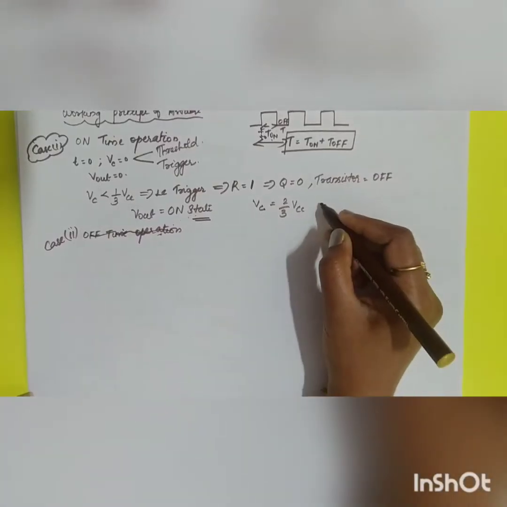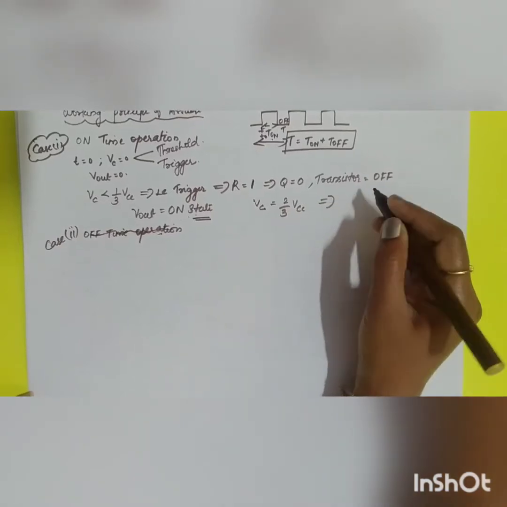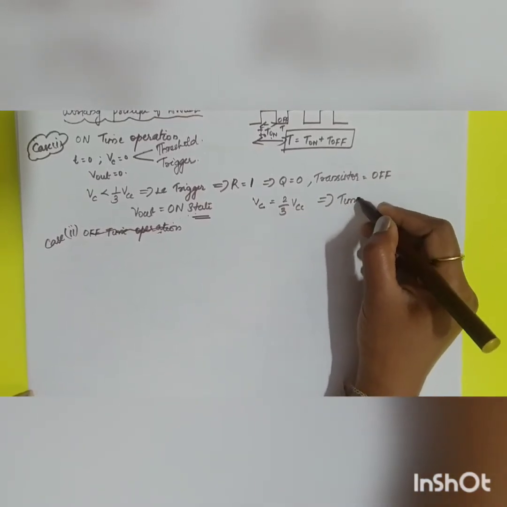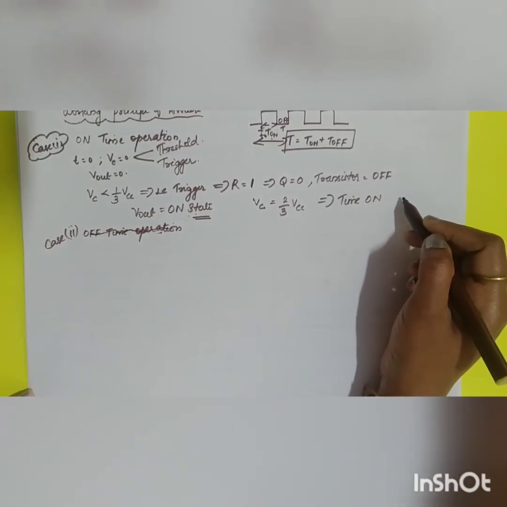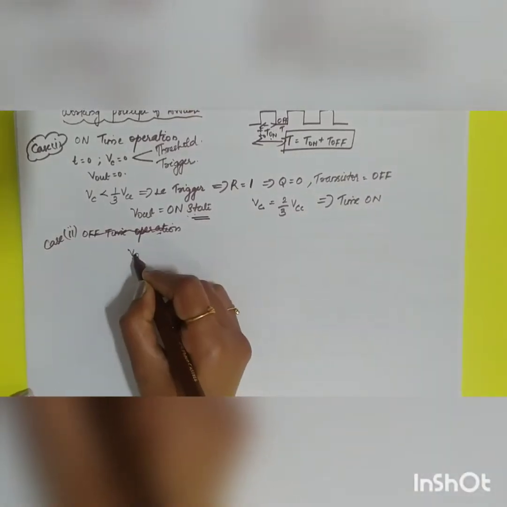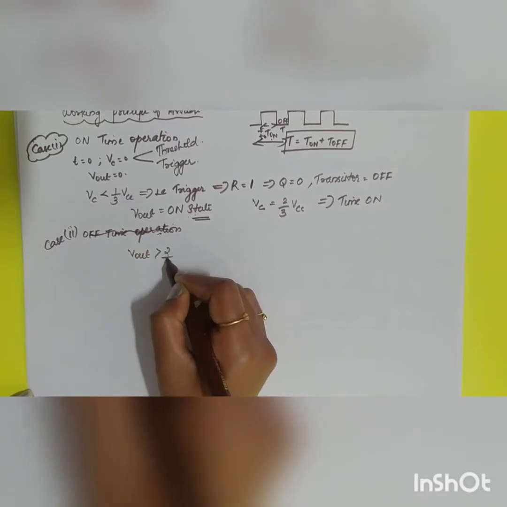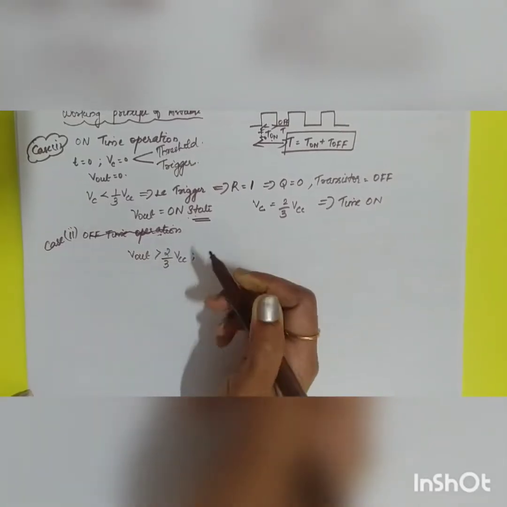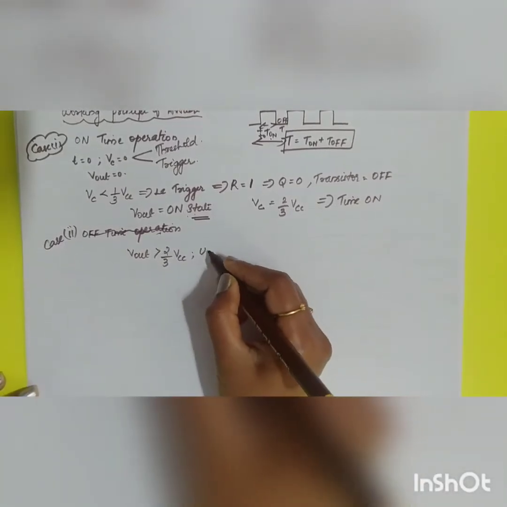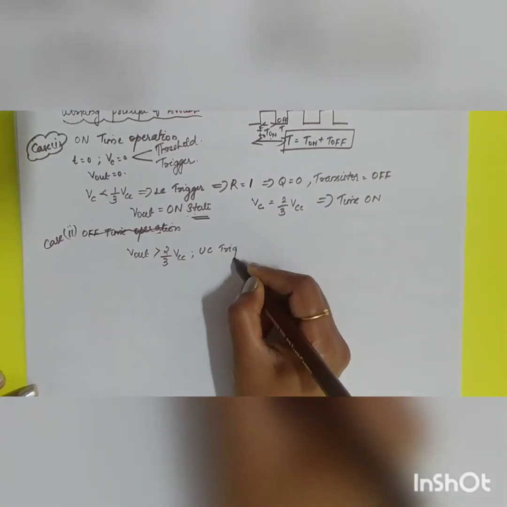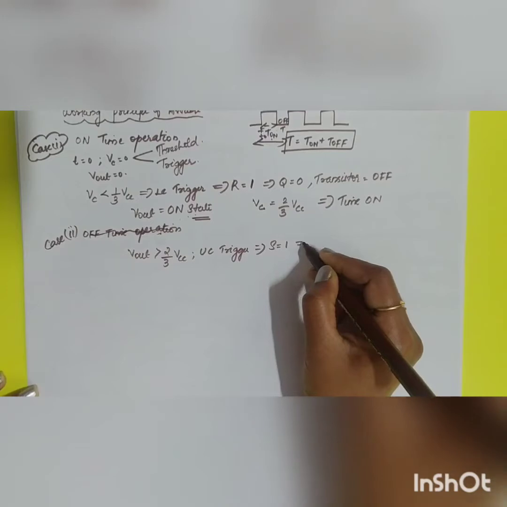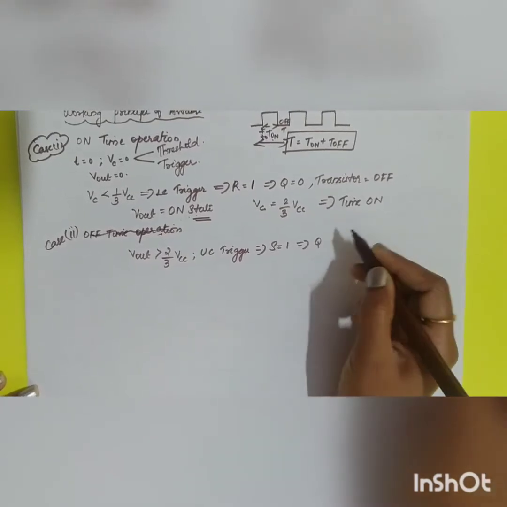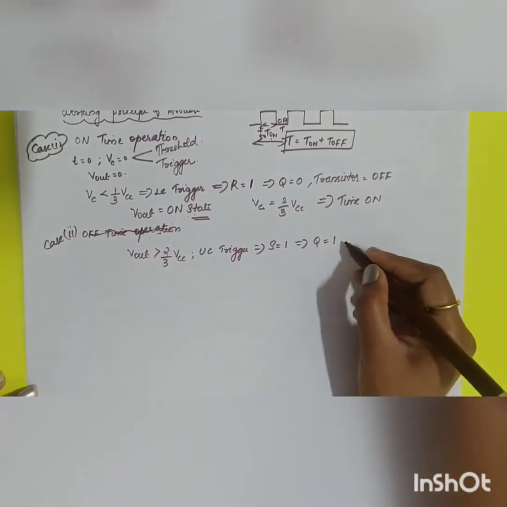Till 2/3 VCC, your output will be in the on state. Okay. It will be T on state. The output will be in the T on. So once your V out is greater than 2/3 VCC, what will happen? The switching happens. Now your upper comparator will get triggered. What will happen to the output? S will be equal to 1. So if S is equal to 1, the output of the flip-flop will automatically become 1.